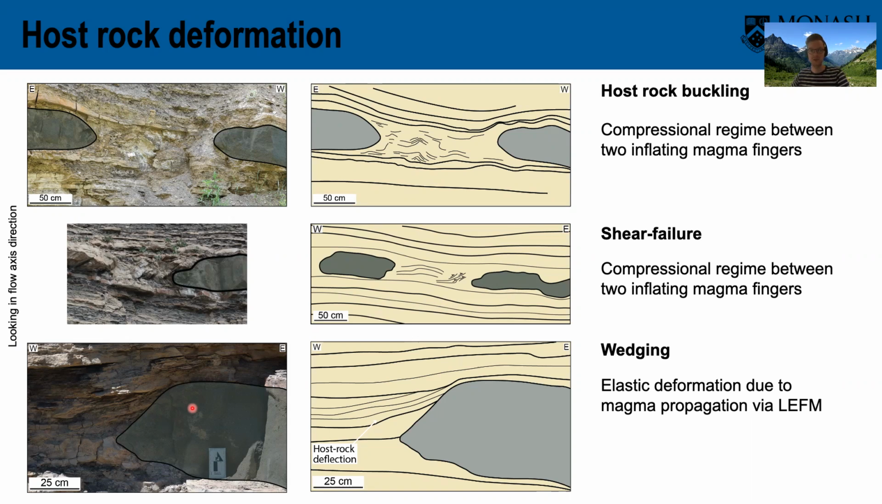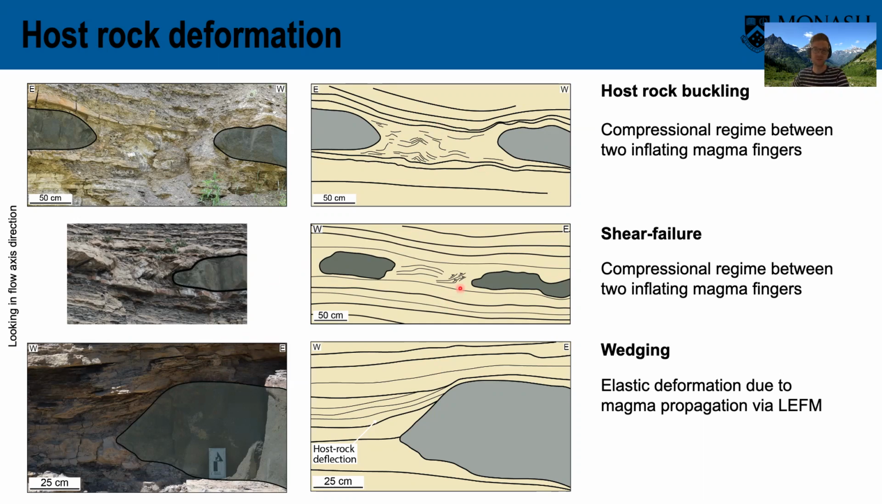So the emplacement model we suggest for the fingers of the Shonkin Sag laccolith is that the fingers were initiated due to host rock fluidization. However, their propagation mechanism, so when they grow in length, may be different. We assume that we have magma propagation through a linear elastic fracture, through viscous indentation, and through host rock fluidization. When fingers grow in width, in the compressional regime between these two fingers, we observe mostly brittle deformation, folding, and shear failure.